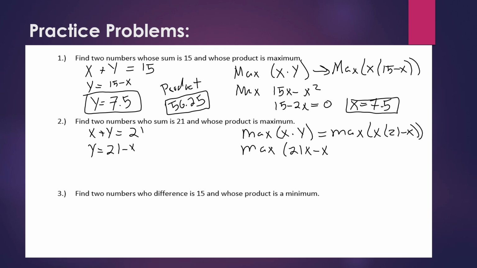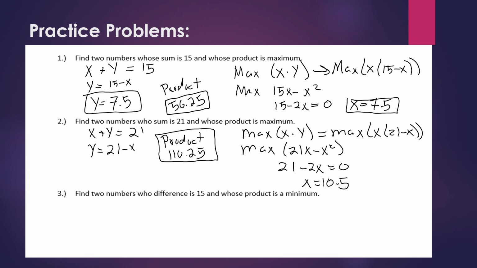Which means we are maximizing 21x minus x squared. So go ahead and take the derivative. We get 21 minus 2x, and we're going to get that x equals 10.5. So 10.5 times 10.5, that will be our product. And we're going to get a product of 110.25. That's our maximum product. And then x is 10.5 and y is 10.5.